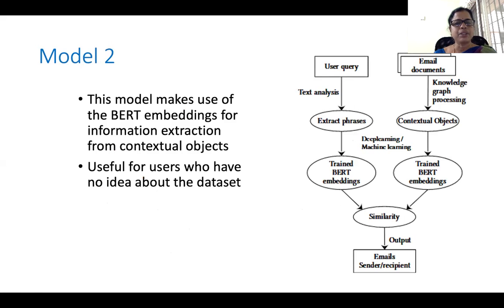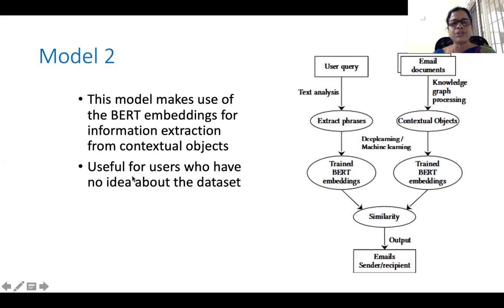And then model 2 is useful for the users who have no idea about the dataset. They can present a generic query and get information about generic events, what has happened, what it is all about, more information about the dataset, and then they may pose more queries. Model 2 helps the novice users of this dataset to get a feeling of the dataset in general, and then they can go to model 1 and ask specific queries.